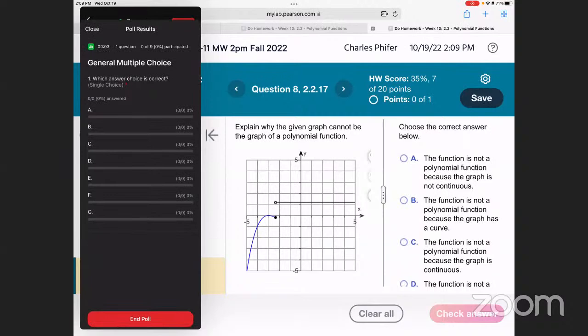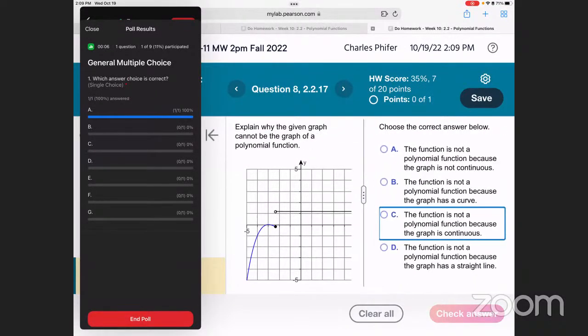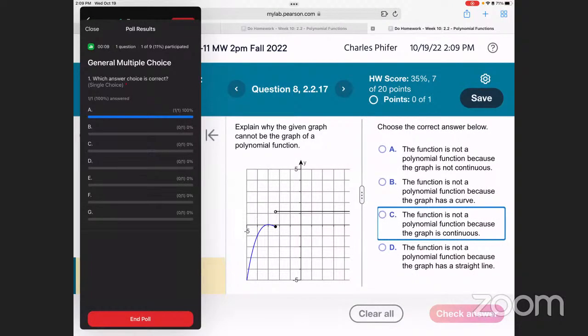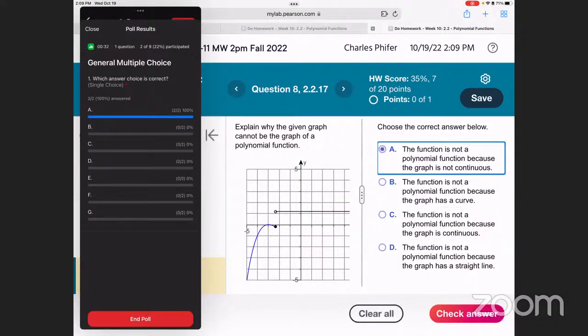Okay. So is this a polynomial? Can you see? That's enough information, right? So is this graph a polynomial function? Is it A, the function is not a polynomial because the graph is not continuous? Yeah, I think we just said that. The function is not a polynomial because the graph has a curve? No. The function is not a polynomial because the graph has a straight line. No, it's A, right? Okay.